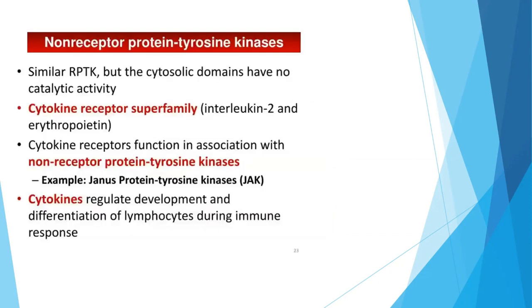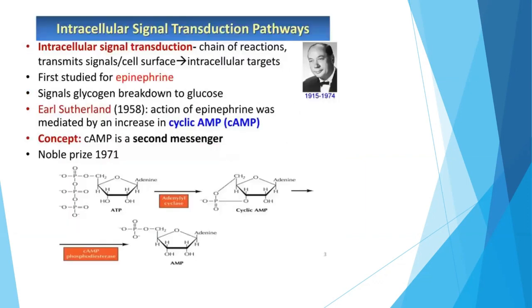So there are some non-receptor protein tyrosine kinases, but these are present in the cytosolic domains and have no catalytic activity. The cytokine receptor superfamily, like interleukin-2 and erythropoietin, act on these, and the cytokine receptors function in association with non-receptor tyrosine kinases like Janus protein kinase or the JAK kinases. The cytokines regulate the development and differentiation of lymphocytes during the immune response.